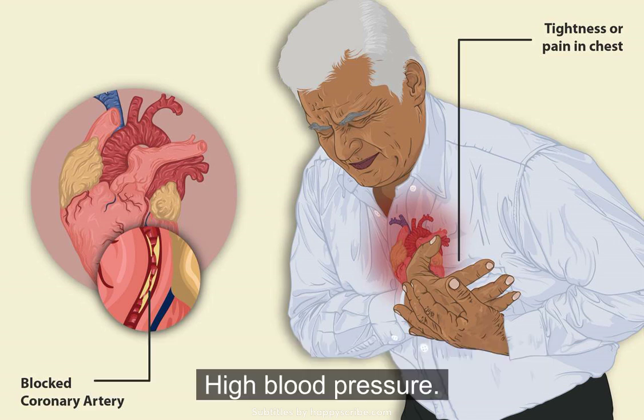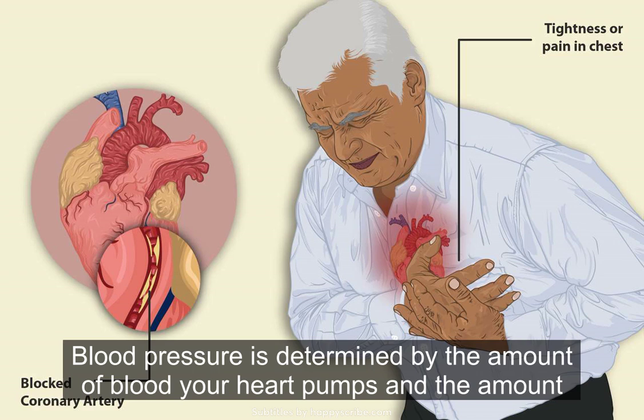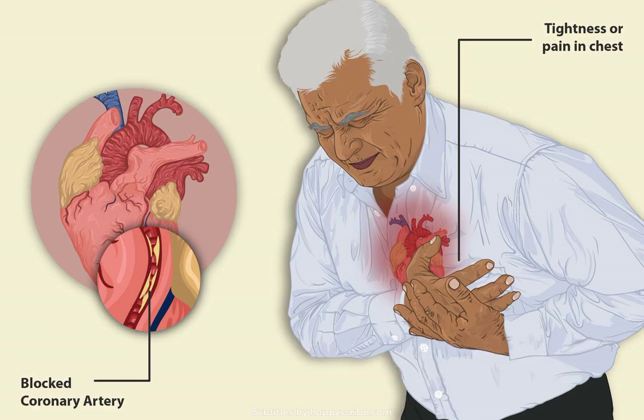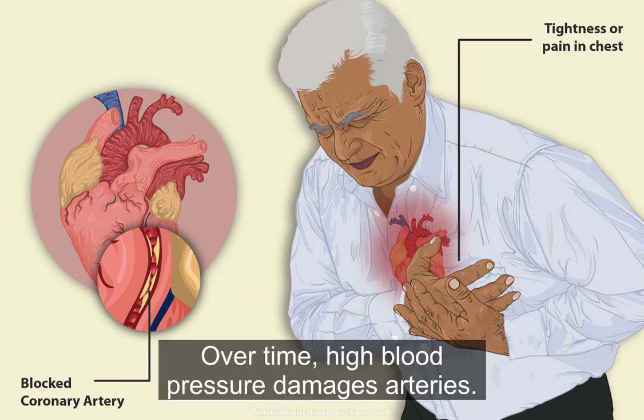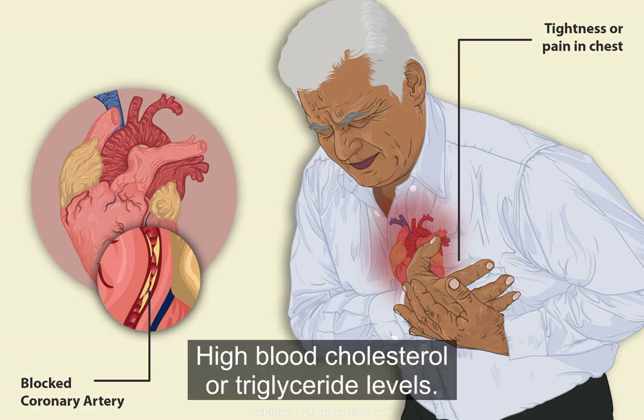High blood pressure. Blood pressure is determined by the amount of blood your heart pumps and the amount of resistance to blood flow in your arteries. Over time, high blood pressure damages arteries. High blood cholesterol or triglyceride levels.